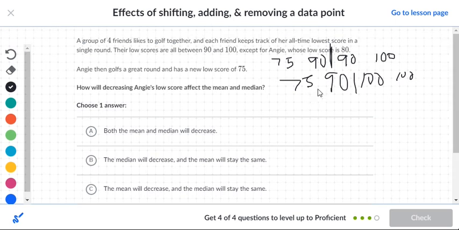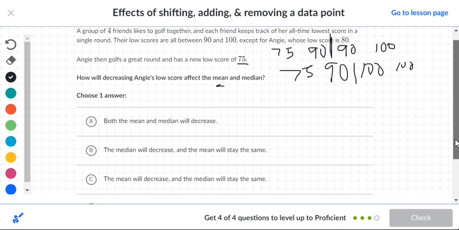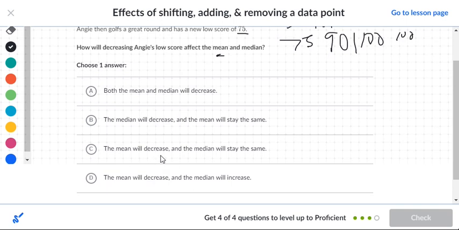Again, the mean will have a change, because she went from an 80 to a 75. So when you're adding, instead of 80, 75, a smaller number, we're going to find that the mean itself is going to be a smaller score. So it's going to be less. So both the mean and median will decrease. The median will decrease, the mean will stay the same. No. The mean will decrease, the median will stay the same. The mean will decrease, and the median will increase.